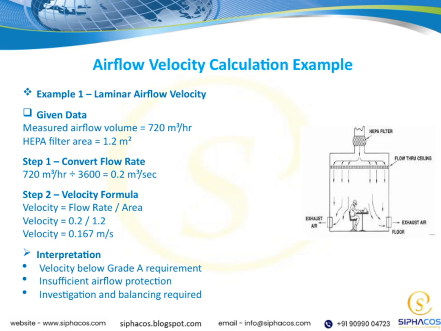Let's walk through an example of calculating airflow velocity in a laminar flow setup. We start with a measured airflow volume of 720 cubic meters per hour, passing through a HEPA filter that's 1.2 square meters in area. First, we convert the flow rate to cubic meters per second. That's 0.2. Then, we divide this flow rate by the filter area to find velocity, which comes out to about 0.167 meters per second. This velocity is below the required Grade A standard, meaning the airflow protection isn't sufficient. So, further investigation and system balancing are needed.